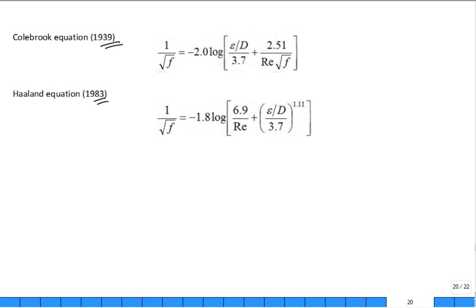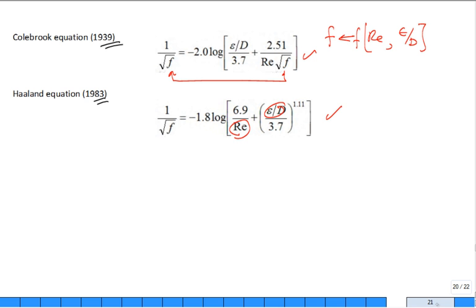But the only problem is if I really want to get F out, given Reynolds number and given relative roughness, guess what I have to do? It's on both sides of the equation. It's an implicit equation, it's not explicit. I'd have to iterate. This equation, the Haaland equation, if I give it the Reynolds number and relative roughness, I can just calculate the friction factor right away. But these are analytic expressions that fit the data.